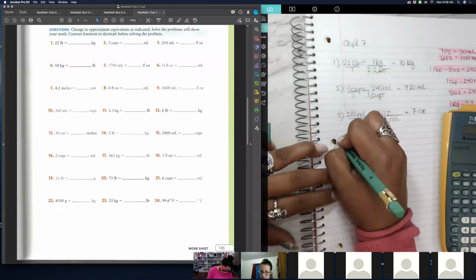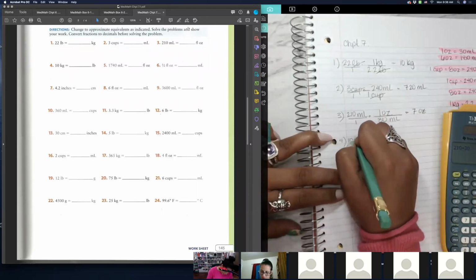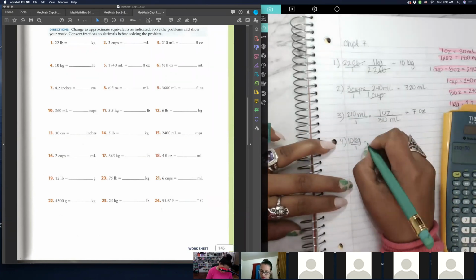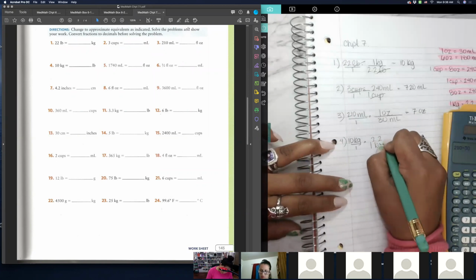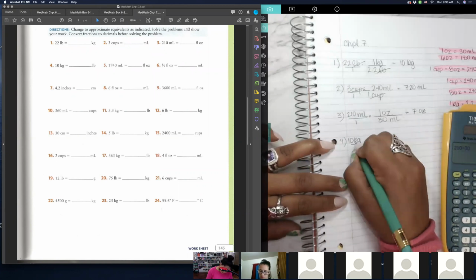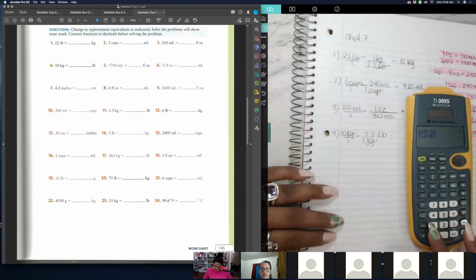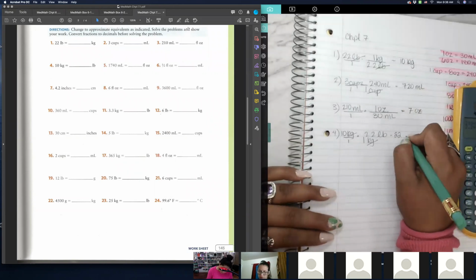All right, number 4, 10 kilograms. And we're converting that to pounds. So 1 kilogram equals 2.2 pounds. So just take 2.2 times 10, and that's going to give you 22 pounds.